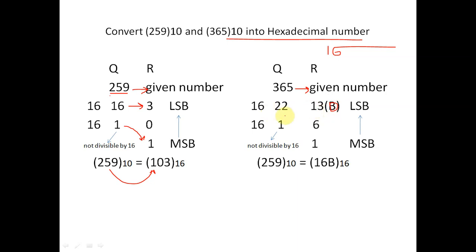And these 22 are again divided by 16, then the quotient is 1 and the remainder is 6. This 1 is not divisible by 16, so write it as it is. The given number is 16D. This hexadecimal number is converted from decimal. The given number is 16D.